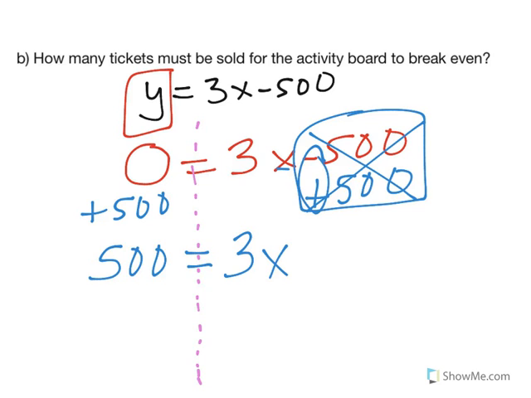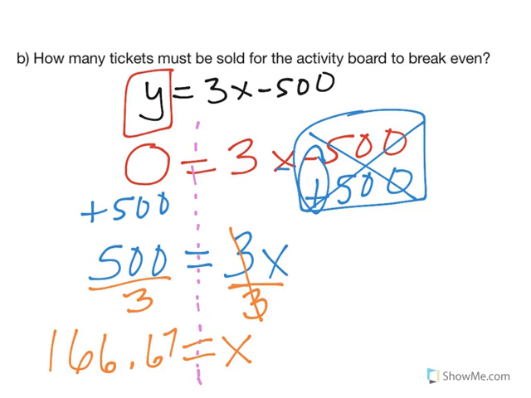All right, so now I'm dealing with 500 equals 3x. Okay, well, how do I get rid of this 3? Well, a number touching a variable is multiplication. So to undo multiplication, I divide. Because 3 divided by 3 is 1, and that leaves me with 1x. When I take 500 divided by 3, I get 166.67.